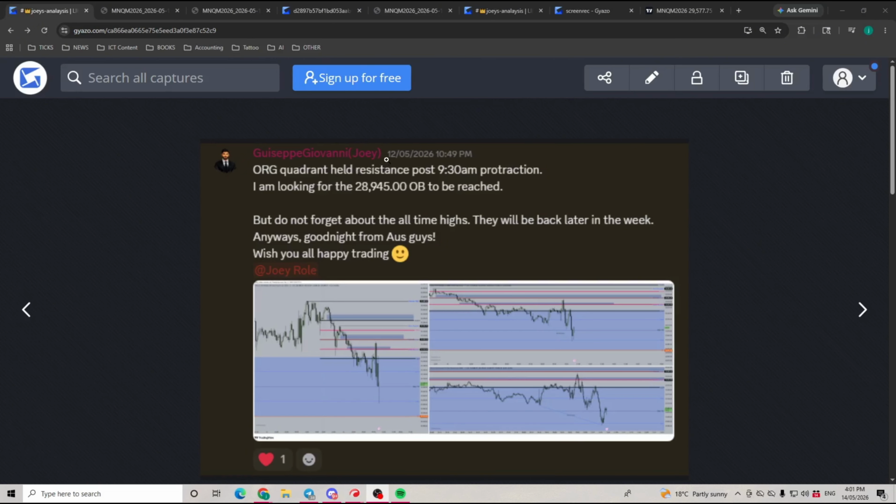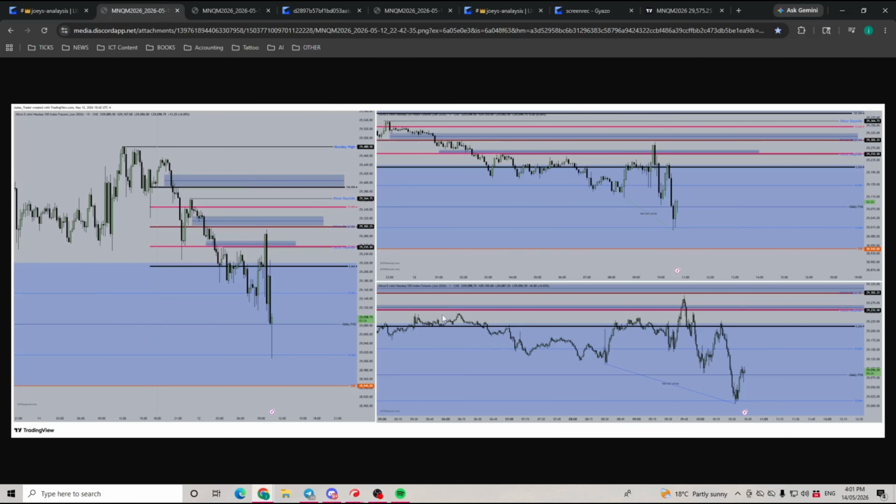Starting off on the first day, 12th of May, I wrote in the Discord, opening range gap quadrant, held resistance, post 9:30 a.m. protraction. I am now looking for the 28,945.00 order block to be reached. But do not forget about all-time highs. They'll be back later in the week. So this is that chart down here, and if we just expand it up here, we can see that this is what I'm talking about.